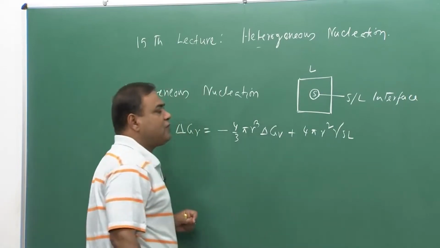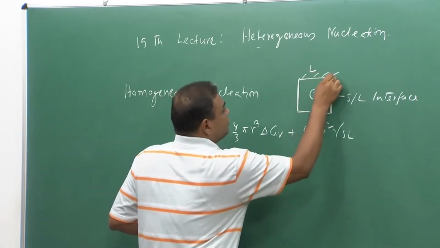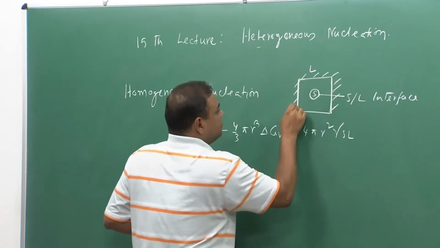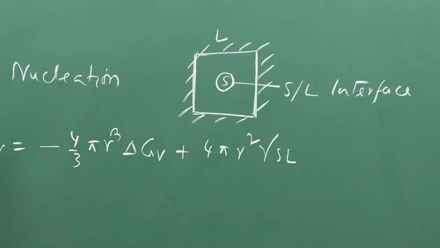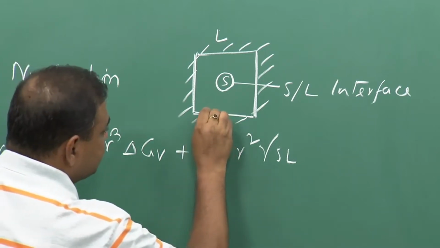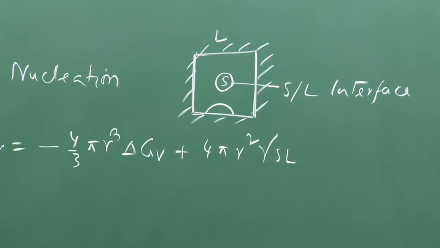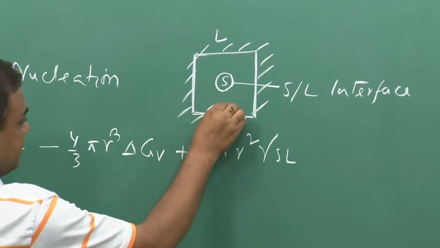So, this closed volume I can also make it like these are all my mold, and there I can also have a situation where the solid is forming on top of this mold. So, this is my solid which is forming.